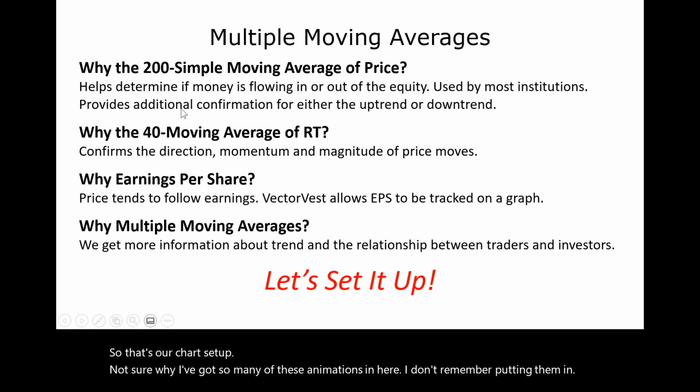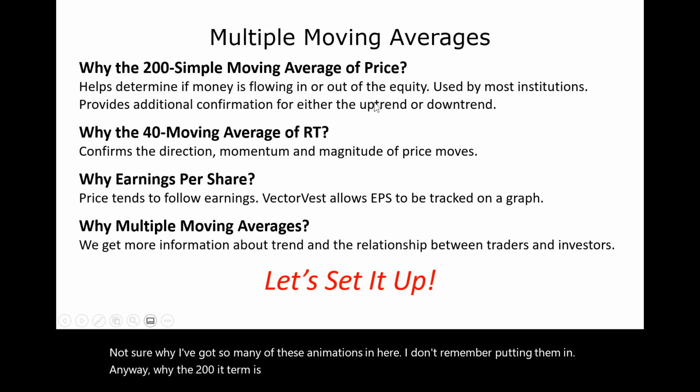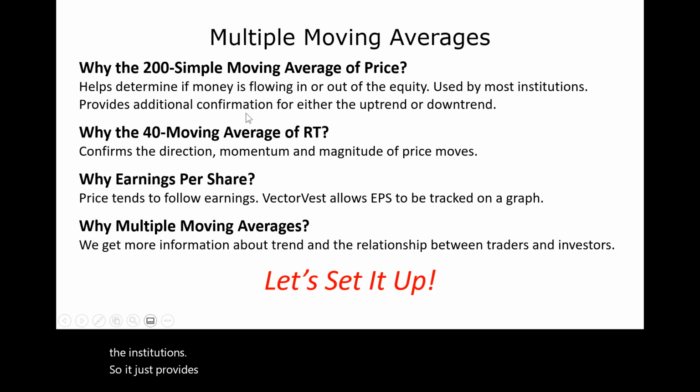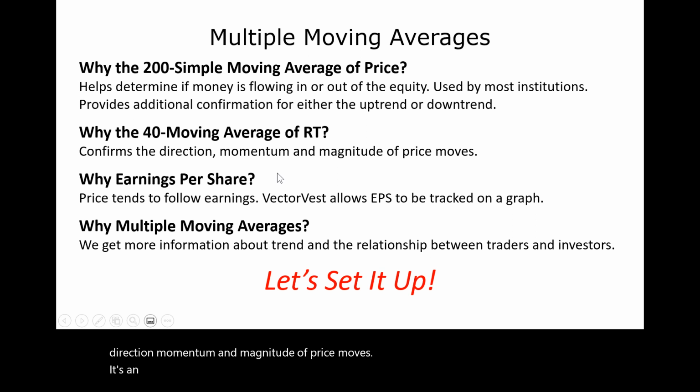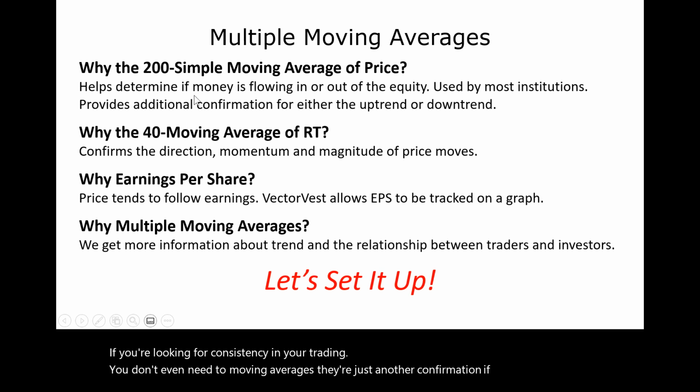Anyway, why the 200? It determines whether money's flowing in or out of the equity, and it's used by the institutions. So it just provides additional confirmation. Why the 40 moving average of RT? It confirms the direction, momentum, and magnitude of price moves. It's an exclusive indicator to VectorVest subscribers, and it's just incredibly valuable, as you'll see on the charts. If you're looking for consistency in your trading, you don't even need the moving averages. They're just another confirmation if you're using the 40 moving average of RT.